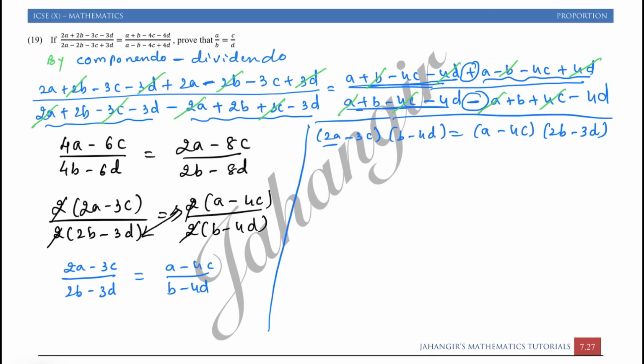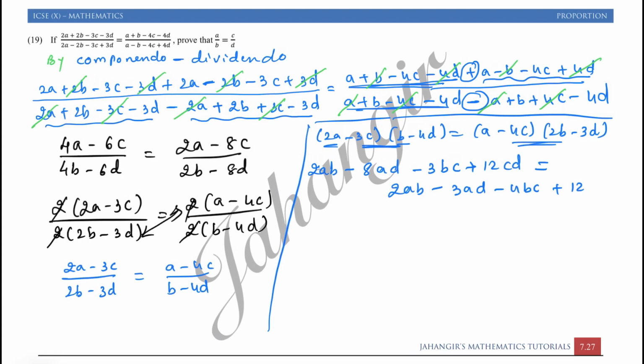Now multiplying, 2a into b is 2ab, minus 4 2s are 8ad, minus 3bc, always write in alphabetic form, plus 3 4s are 12cd is equal to, let me write down, 2ab minus 3ad, now this 2, minus 4bc plus 12cd. If you notice, this 2ab and 2ab I can cancel, 12cd and 12cd I can cancel.